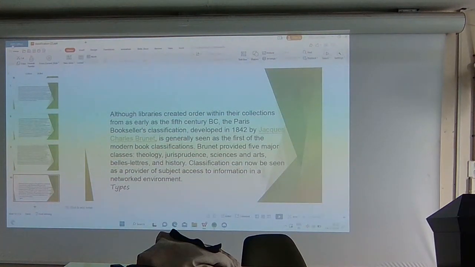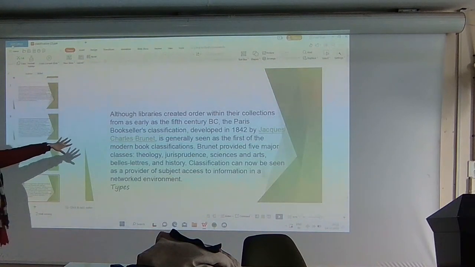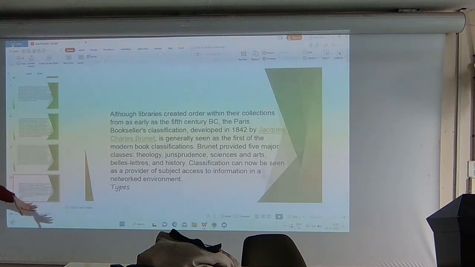So the Paris Booksellers Classification, developed in 1842 by Jacques Charles Brunet, is generally seen as the first of the modern book classifications. So Brunet provided five major classes: theology, jurisprudence, sciences and arts, belles-lettres, and history. Classification now can be seen as a provider of subject access to information in the natural environment.